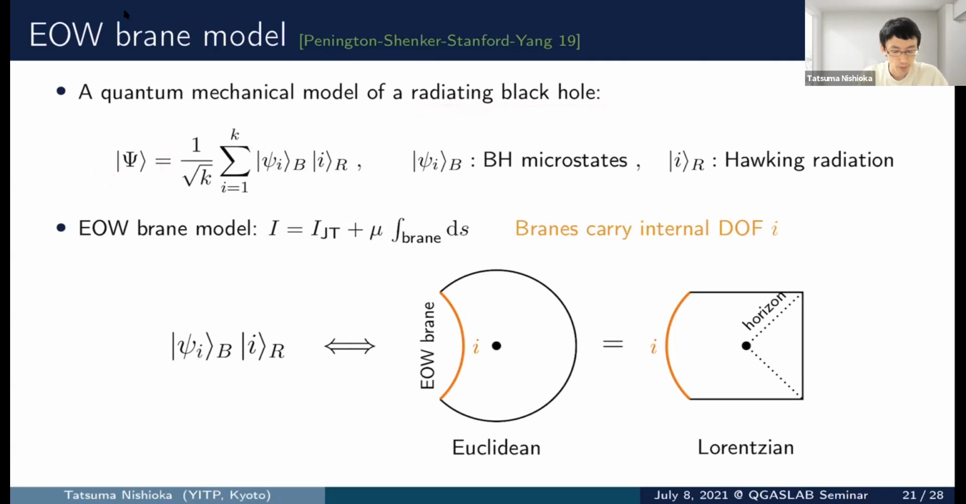Here we have a pure state, which is the whole system. Suppose that this state is a bipartite system of the black hole and Hawking radiation. Here psi_i represents some black hole microstates, where i runs from 1 to k. And this system, the radiation system, describes the Hawking radiation particles. So we can measure the Hawking radiation just by looking at the entanglement entropy with respect to this radiation system. This is the generic model.